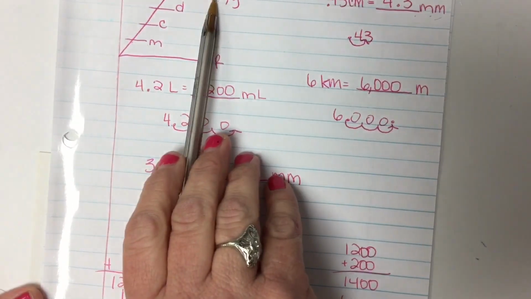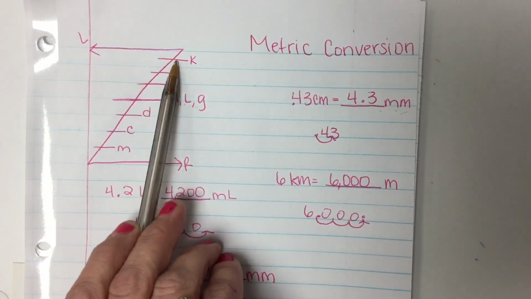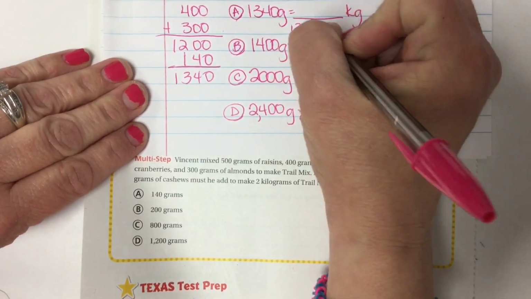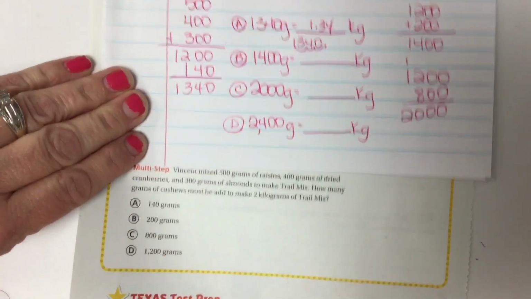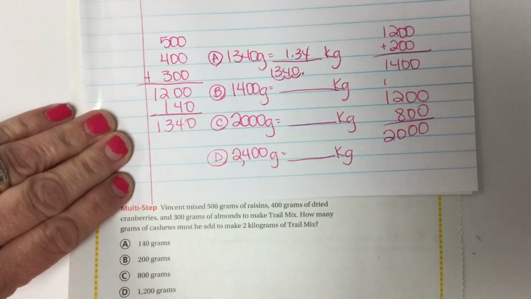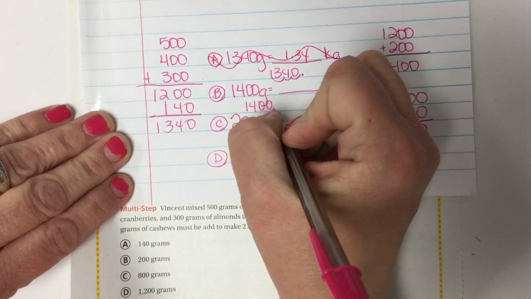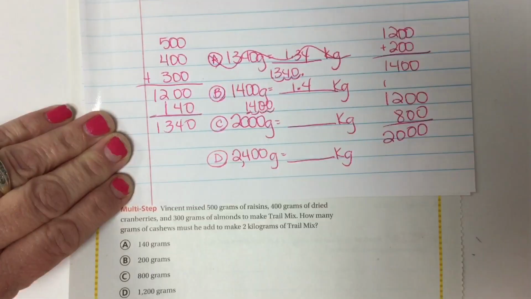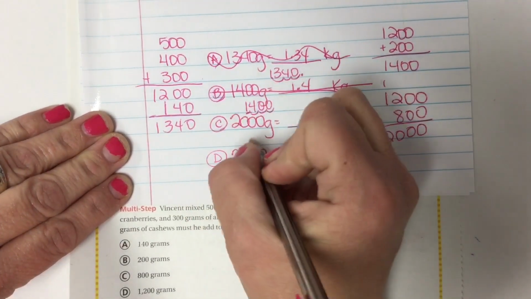So if I'm going from grams to kilograms, I'm going to take 1, 2, 3 steps to the left. So 1, 3, 4, 0, some decimal. 1, 2, 3 steps, 1.34. Well, that's not 2 kilograms, is it? Oh, sorry. So it's not A. Okay, 1,400, move the decimal 1, 2, 3 places, and it's 1 4/10 kilograms. So that is not 2 kilograms. I have a feeling it's going to be C.